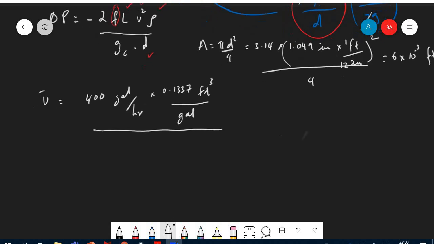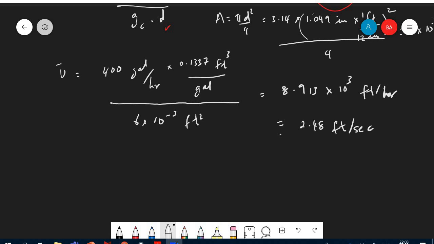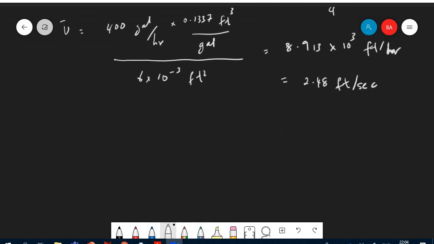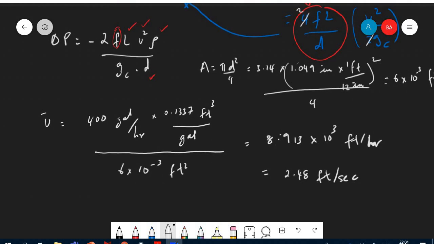So after I find the area, I'm going to substitute my area here, 6 into 10 to the power minus 3 feet square. That is equal to 8.913 into 10 to the power 3 feet per hour. And if you put it in seconds, this will be 2.48 feet per second. Okay, so that is U, right? We found U now. Okay, well, what else do we need to find after we found U?